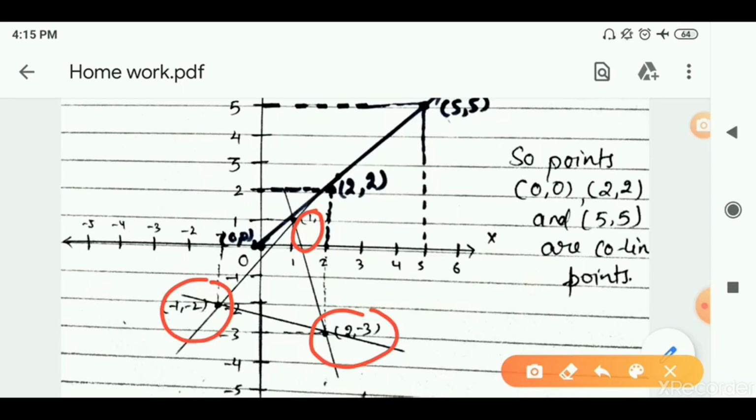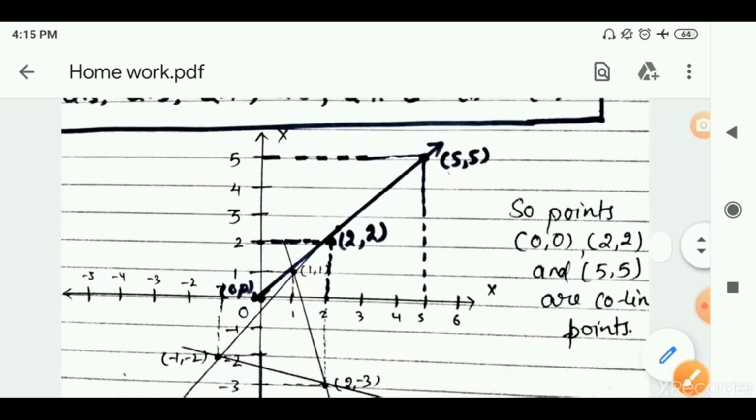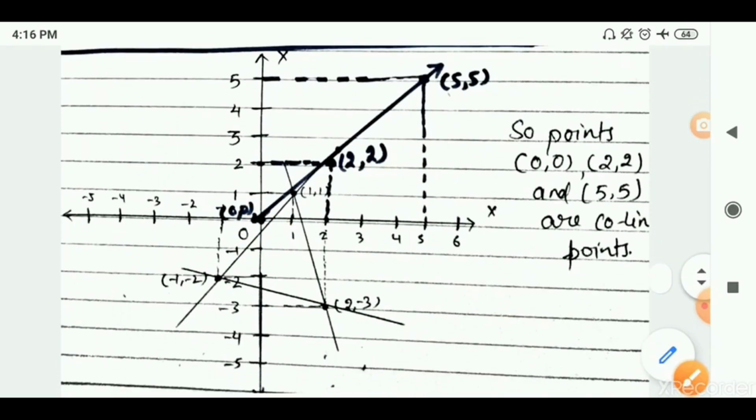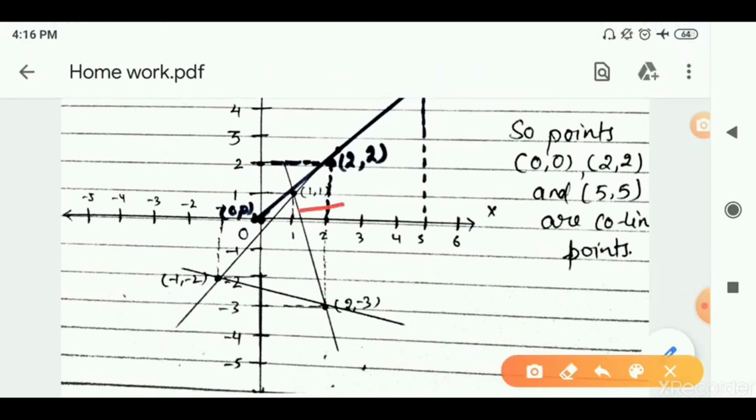While if we talk about the question number 4 third part, you can see there are 3 points. One of them is 0 0, which I have mentioned here, which is the origin. The second point is 2 comma 2, which is lying in the first quadrant, and the third point is 5 comma 5, which is also lying in the first quadrant. You can see that we can draw a straight line passing through the points 0 0, 2 comma 2 and 5 comma 5. So we can say 0 comma 0 origin, 2 comma 2 and 5 comma 5 are collinear points, while the points 1 comma 1, -1 comma -2 and 2 comma -3 are not collinear points.